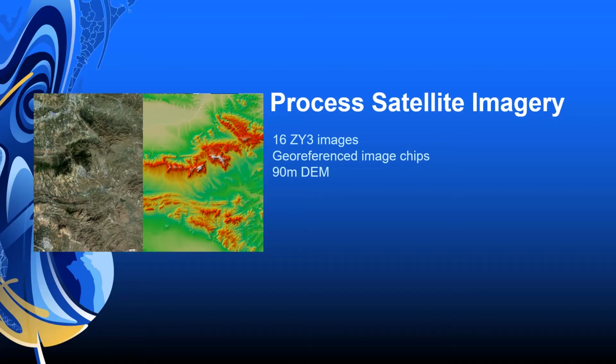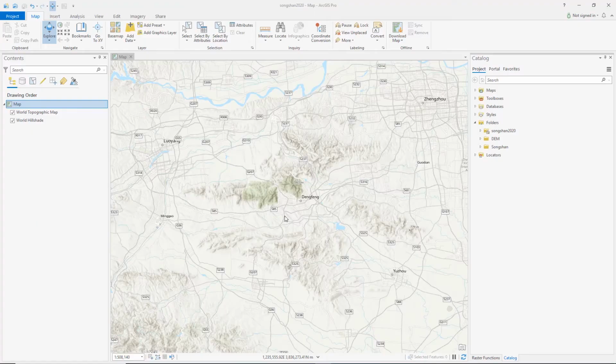The first demo is processing satellite imagery. The input is 16 ZY3 images taken with a 3-line camera with both forward and backward view. The data will have very good overlap for DEM generation. We have also georeferenced image chips for ground reference, and also a 90-meter DEM. We will generate a 10-meter digital terrain model and also an orthomosaic out of those.